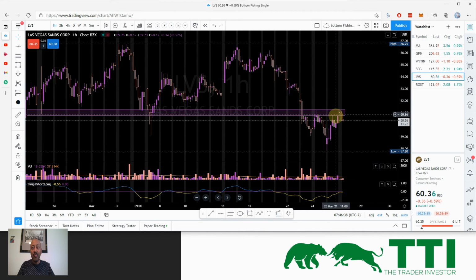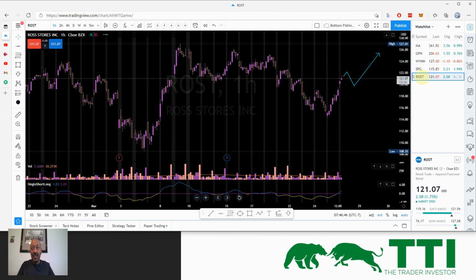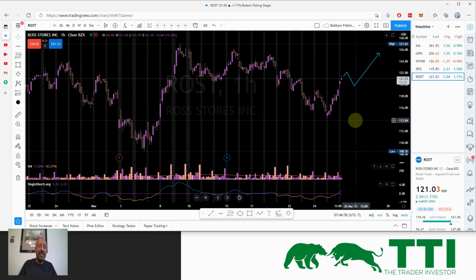LVS, same as WYNN, got rejected at the resistance area. So one is enough for me to watch. ROST, this is Ross Stores. It has not yet made a higher low. So I'm waiting for that to trigger. I don't know if it will happen today or not. Since my list is now short enough, I can manage this for the rest of the day.